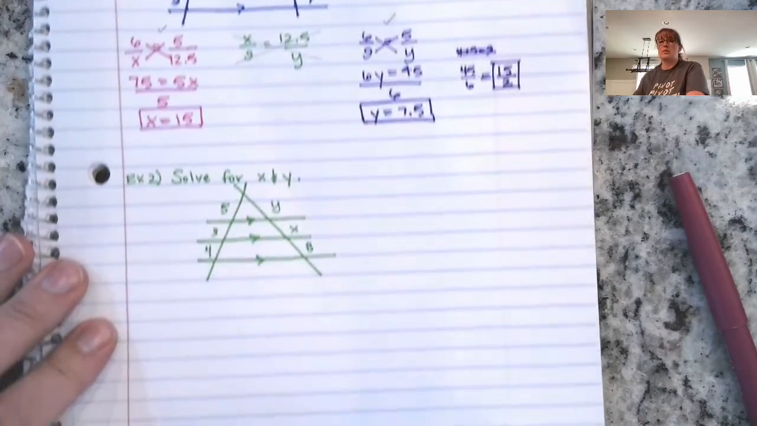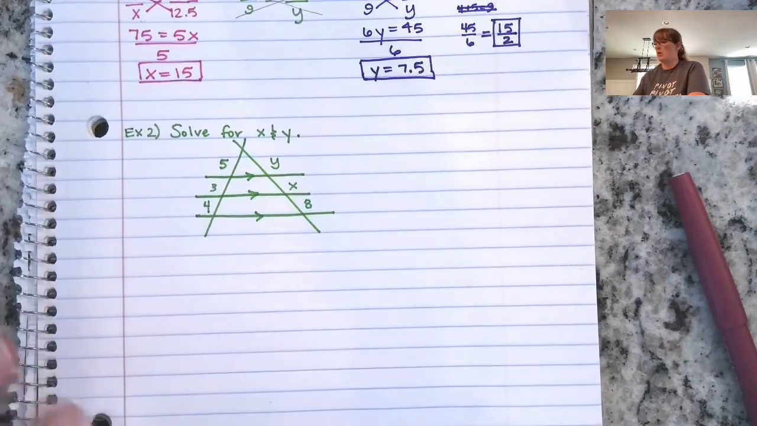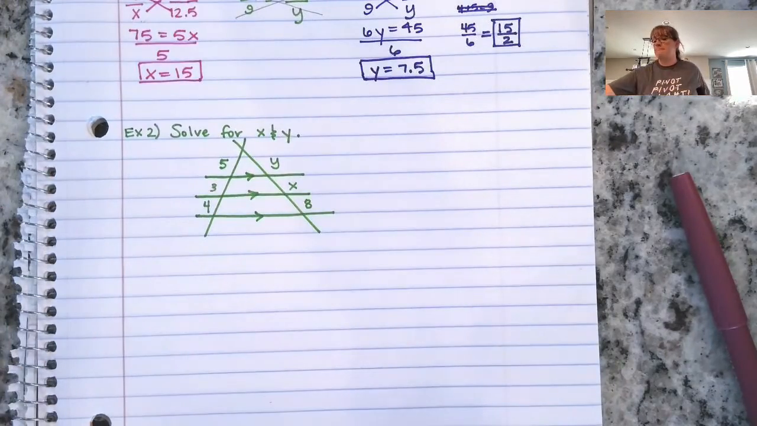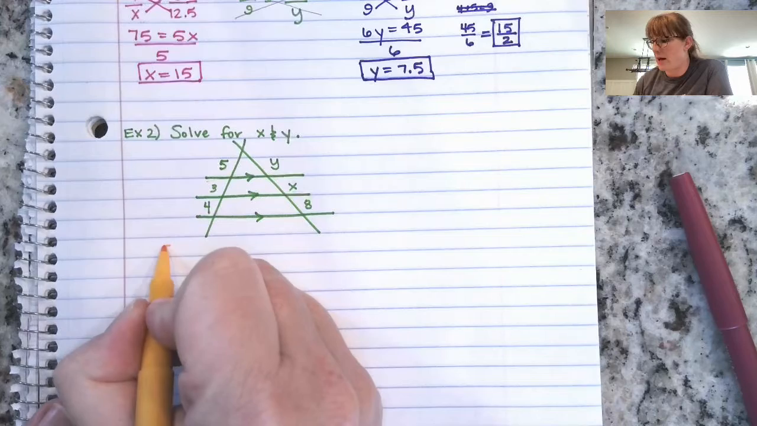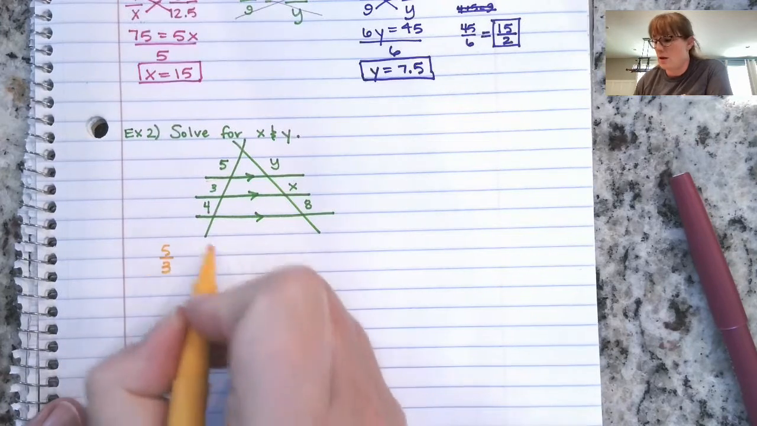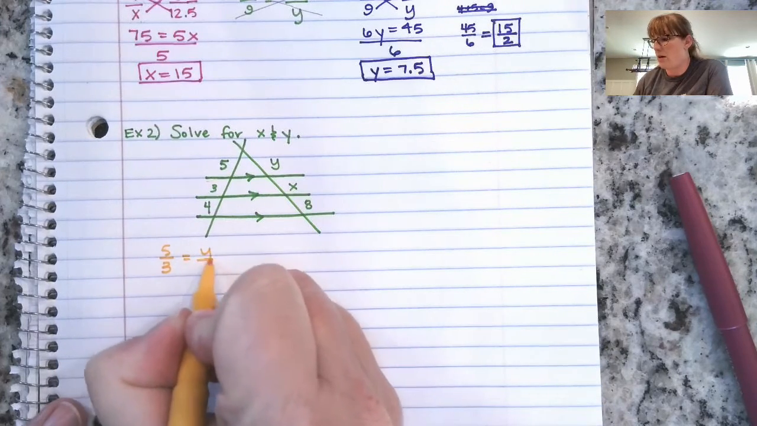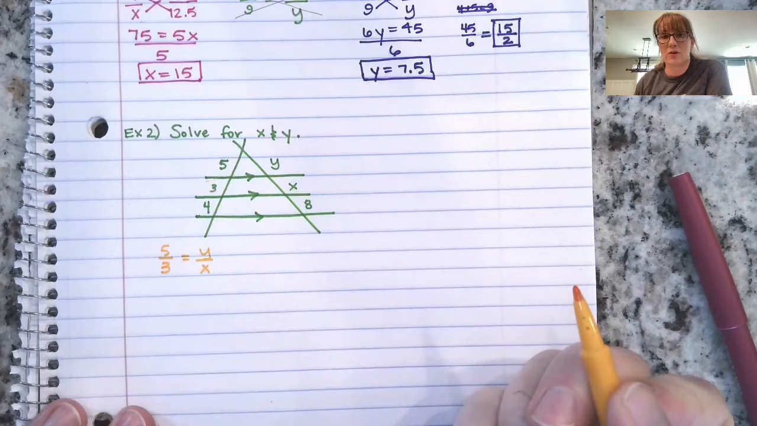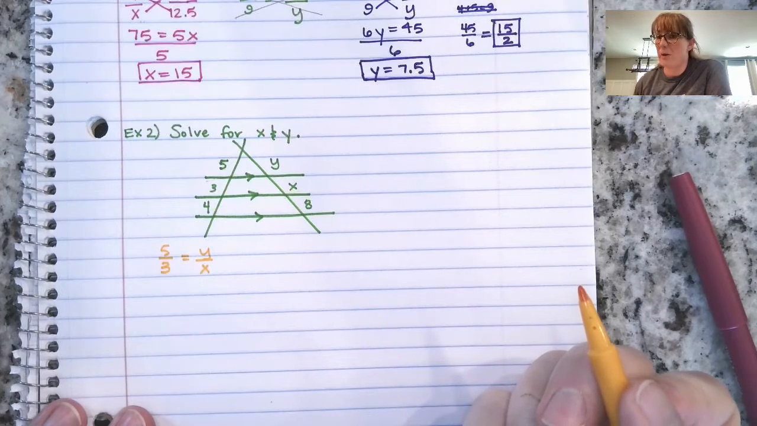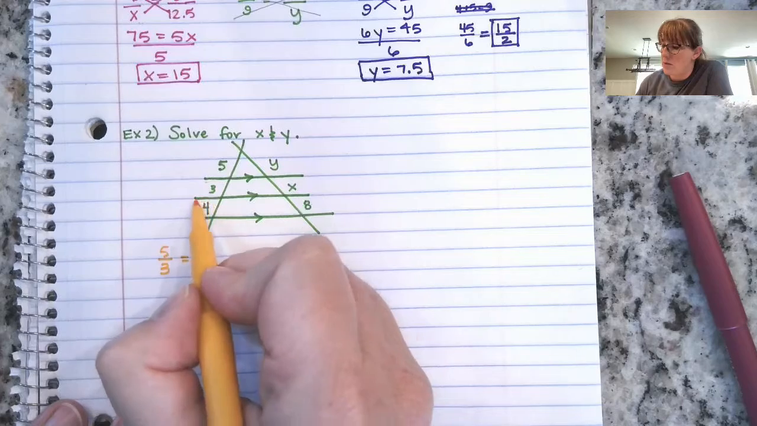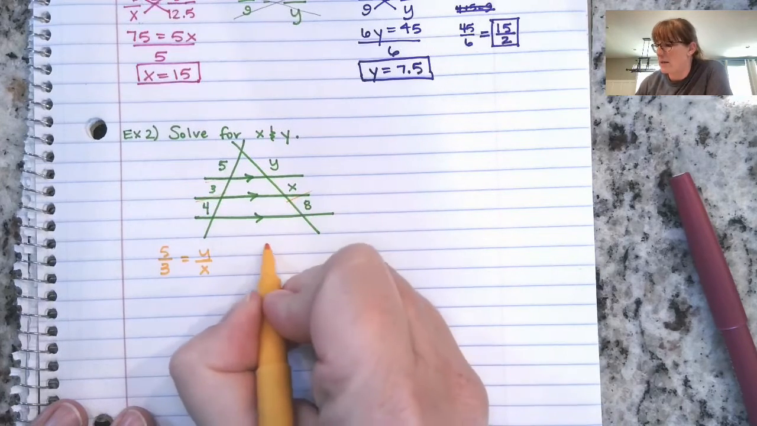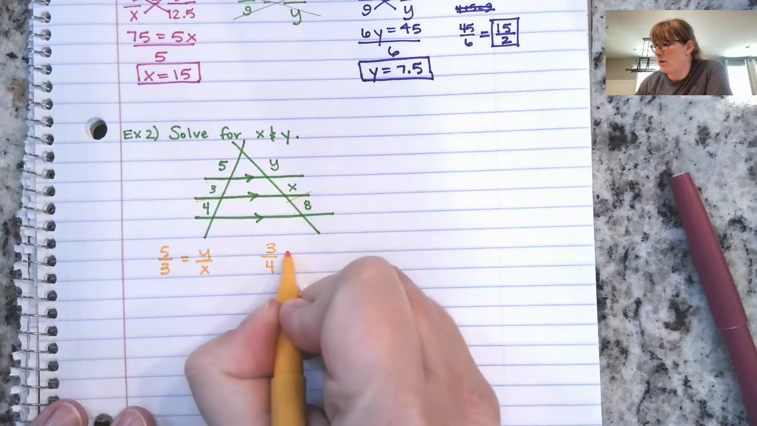Here is the second one. Go ahead and pause and write that one down. Let's do the same type of thing. Let's see what kind of fractions we can come up with. So we got 5 over 3 equals y over x. I already don't like that because I have two variables in one equation. Only way we can solve for two variables is with two equations. Okay, so let's do 3 and 4 and x and 8. That one's good.